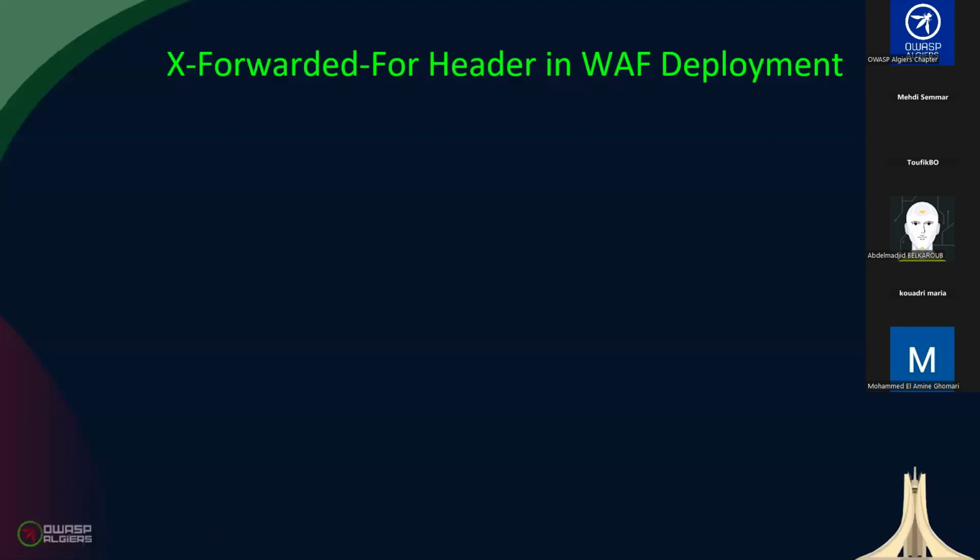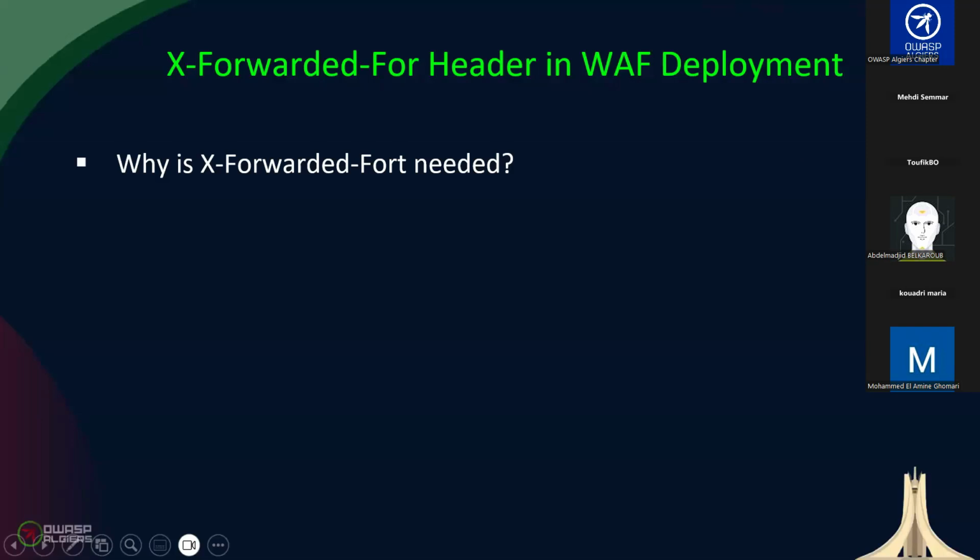So guys, the next concept here is the X-Forwarded-For. And why do we need it in WAF deployment? So let me give you a scenario. Imagine that your web application is developed in a way that uses the user location to provide specific content. For example, if the client is coming from Algeria, I want to get Arabic content. If the user is coming from, for example, India, like the last time, we want the traffic to be in Hindi or English.